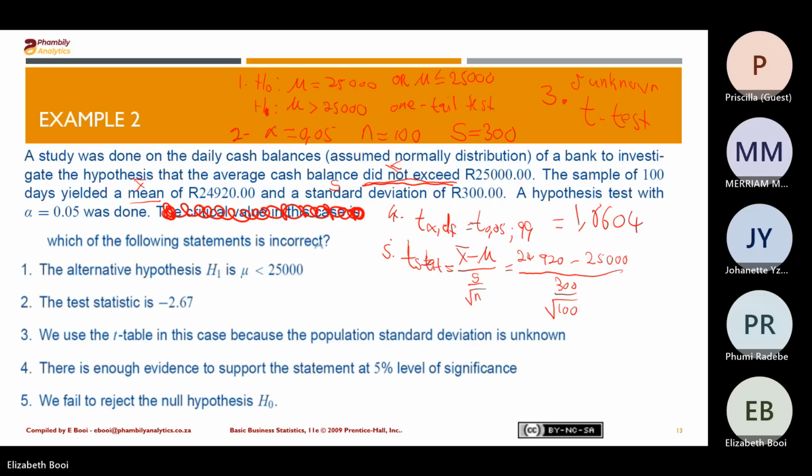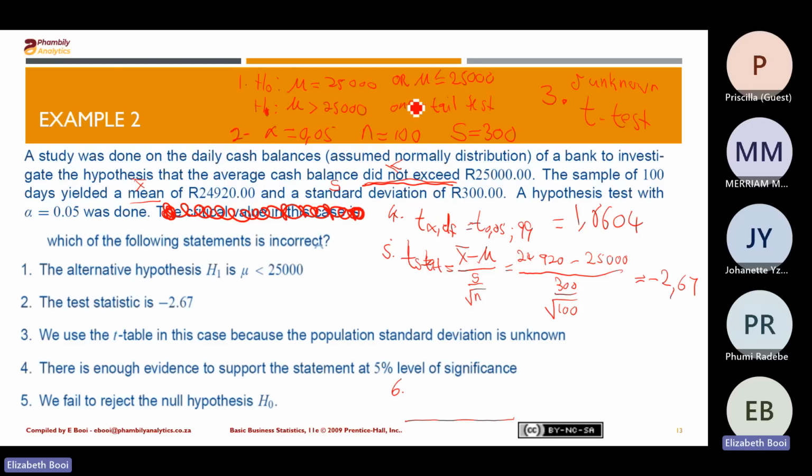So 24,920 minus 25,000 divided by 300 divided by the square root of 100. And the answer we get is minus 2.67. Step number 6, we need to make a decision.